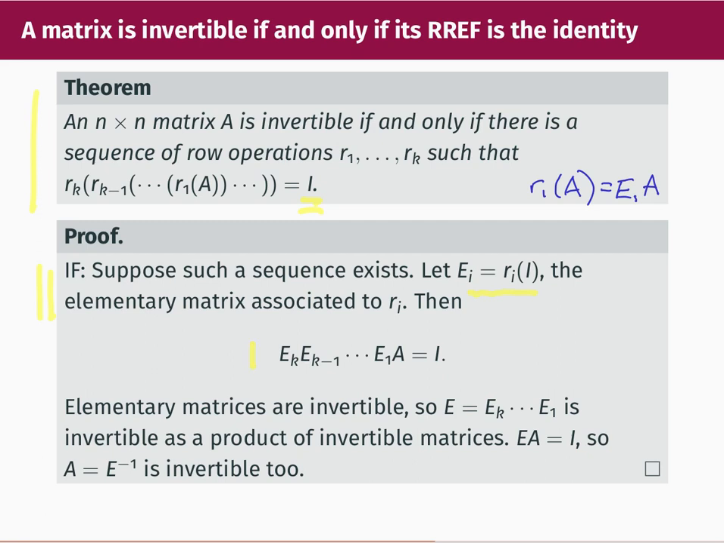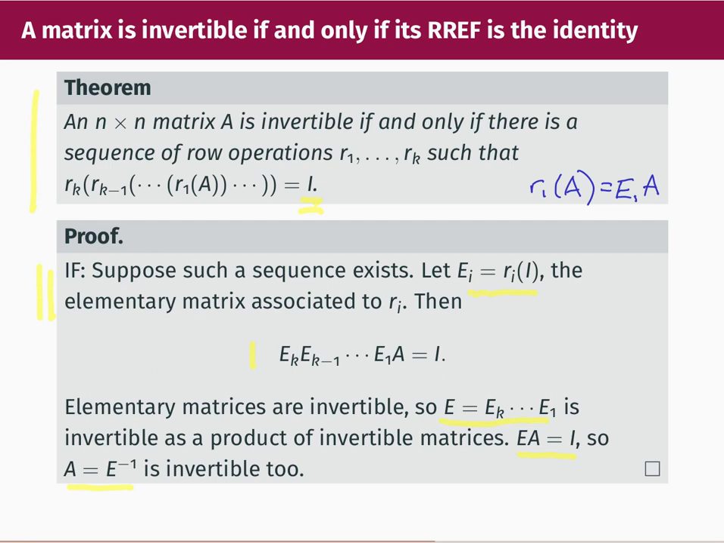We've reached this equation. But we know that elementary matrices are invertible. And we know that a product of invertible matrices is invertible. So the product EK inverse down to E1 inverse, which I'm going to call E, is also invertible. Now I have that E times A is the invertible matrix I, and therefore A, which is the inverse of E, is invertible too.